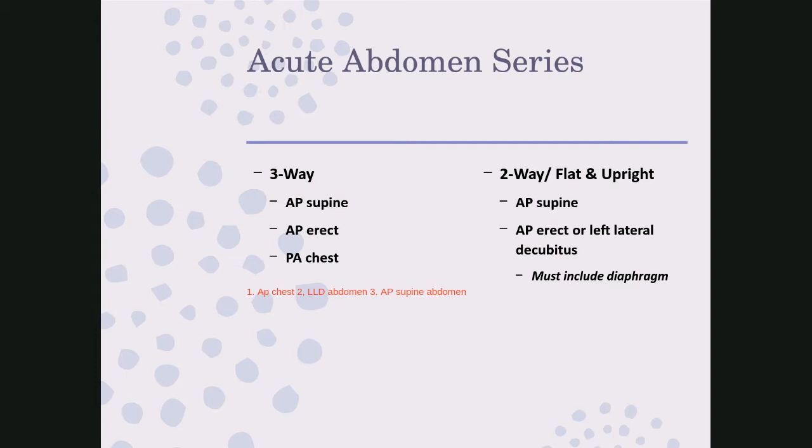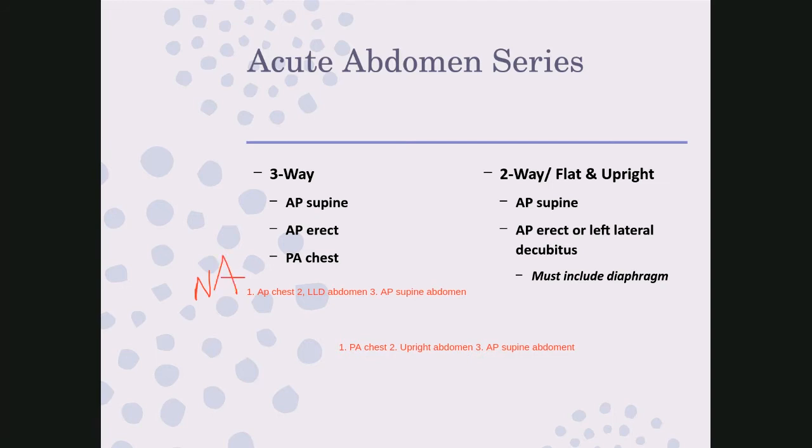If they were ambulatory, then your first one would be the PA chest. Second would be an upright abdomen. And third would be an AP supine abdomen. So this particular one is non-ambulatory. This one is ambulatory. Now let's talk about why. So this is non-ambulatory.